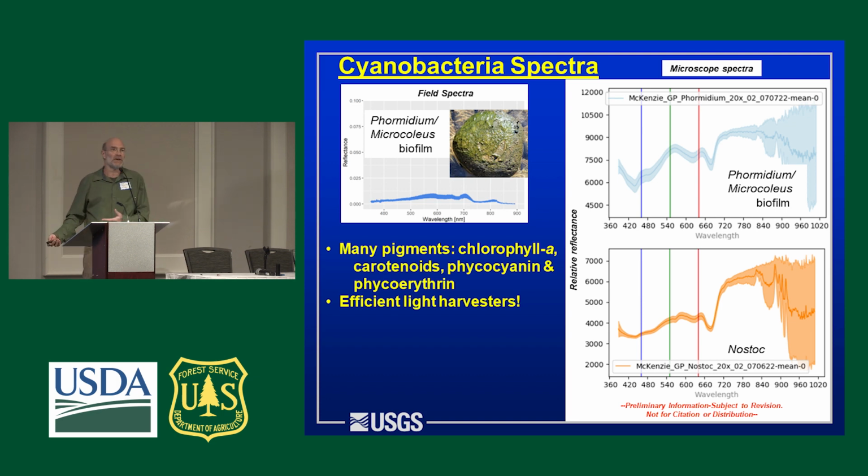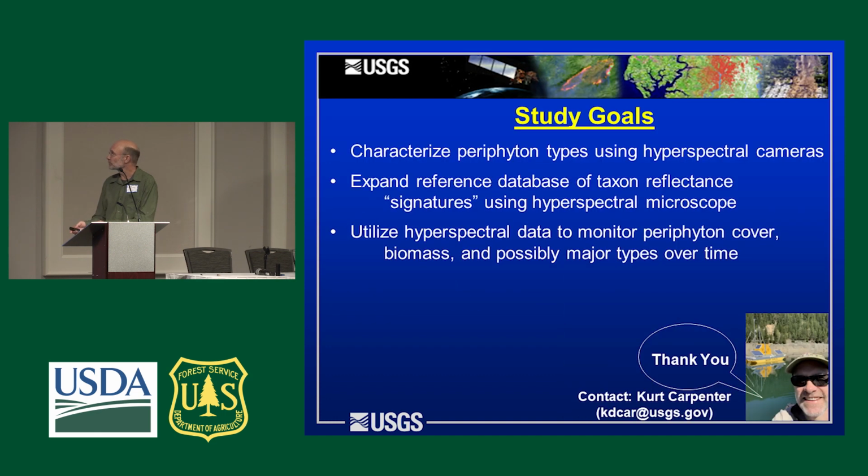Cyanobacteria can grow deep in a lake. They just don't need as much light. Partly they're heterotrophic at times, but they've also got chlorophyll A, carotenoids, phycocyanin, phycoerythrin, that really gives them a very broad spectra that they can utilize for their growth. So yeah, efficient light harvesters.